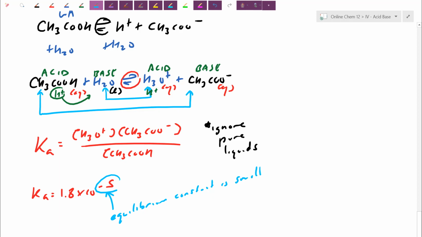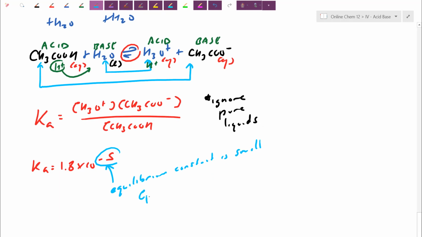Now, it's sort of midway on the table. There are things that are even tinier than this. But whenever your product over reactant ratio is small, that means we have a situation where my whole fraction is tiny. That means we have not a lot of products, we have a lot of reactants. So let's put some numbers to this.